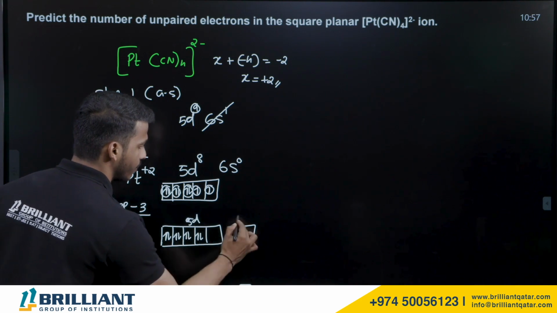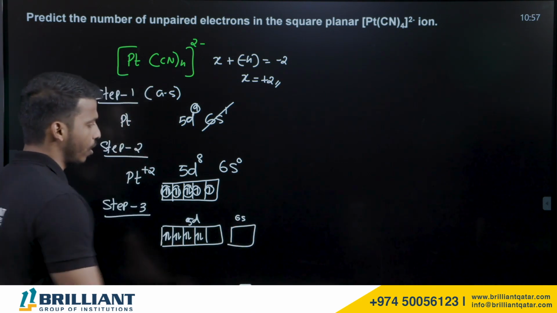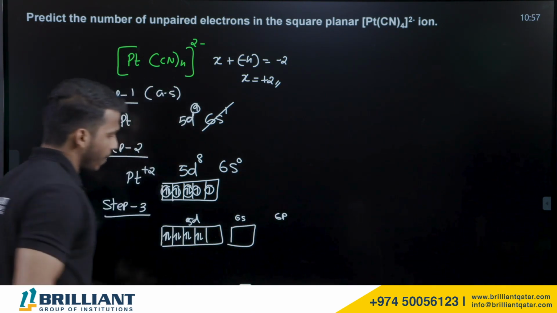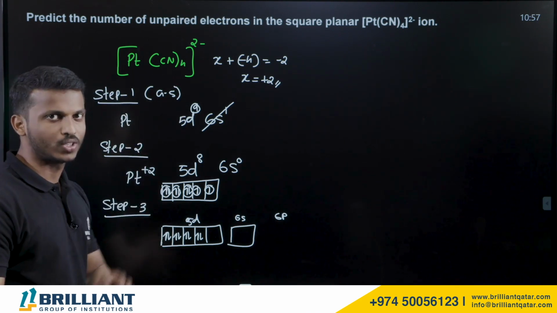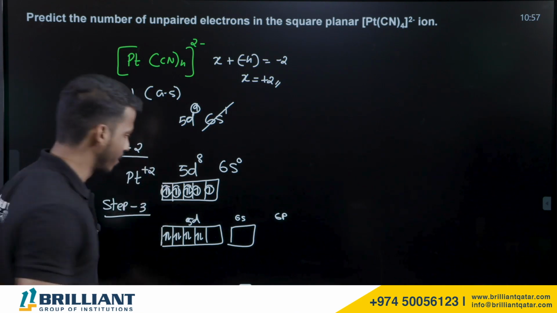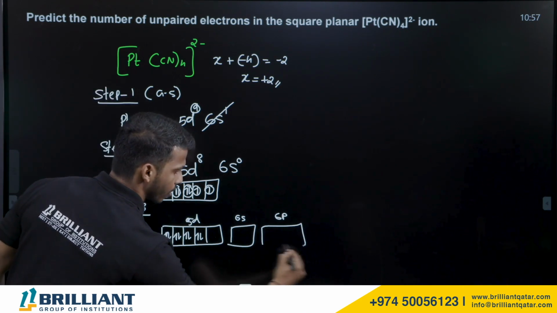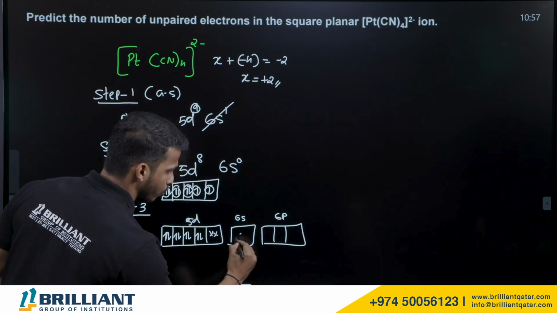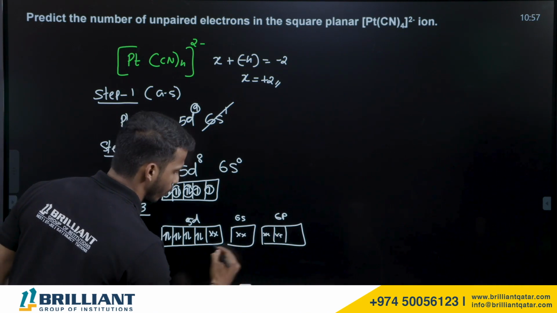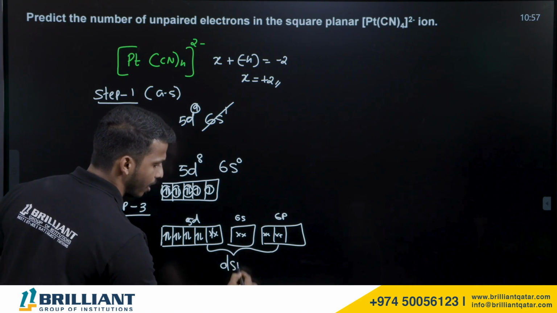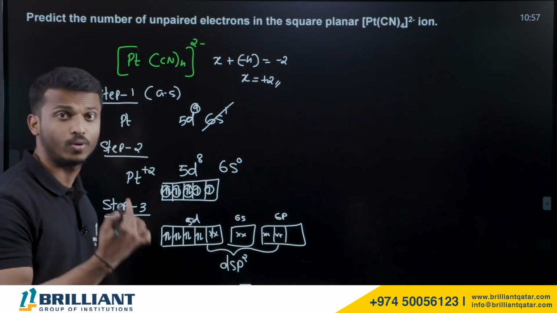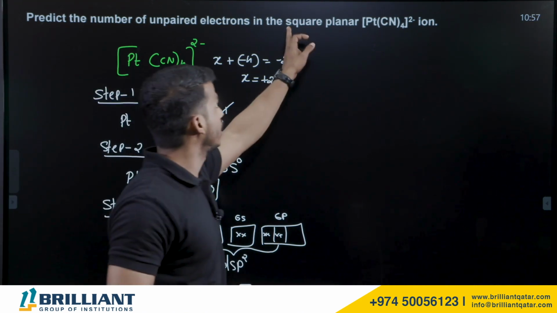So the total, how many? This is 5d, 6s, then we have 6p. Dear all of you, how many ligands are there in the system in total? Total 4 ligands are there. So you have to provide 4 vacant orbitals. 1, 2, 3, 4. What is the hybridization? This is a d orbital, s orbital, and 2p orbitals. dsp2. Yes, dsp2 means the structure is square planar.